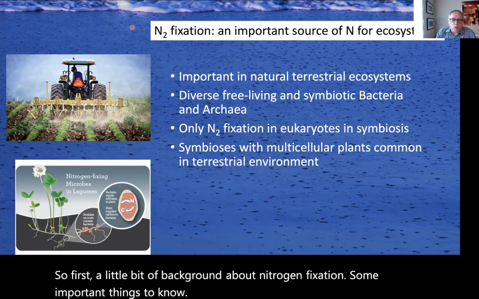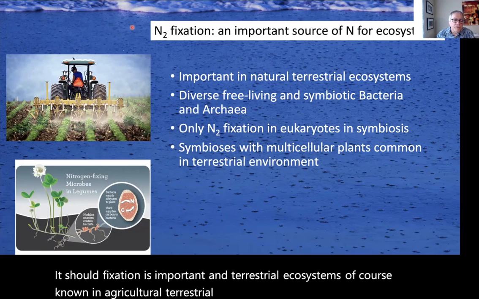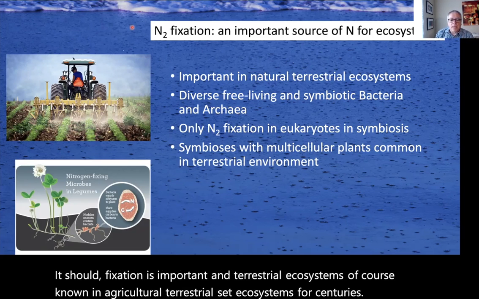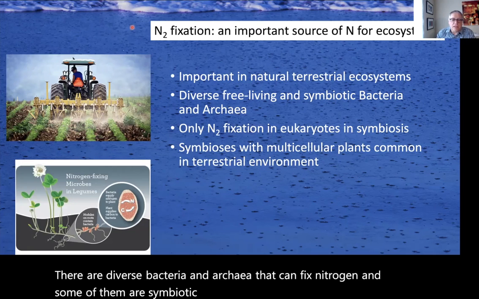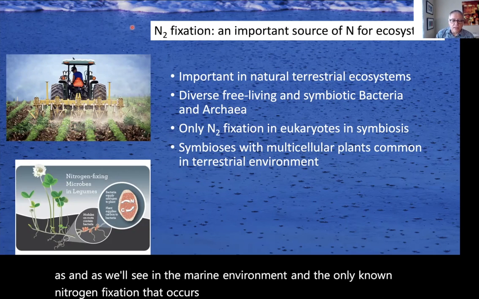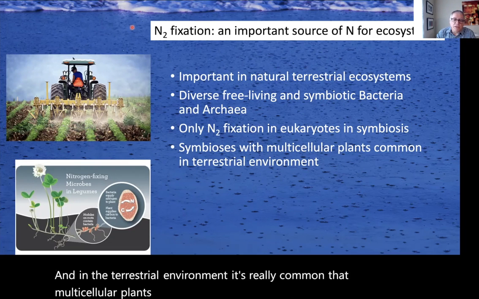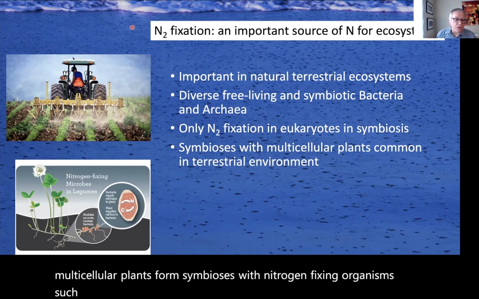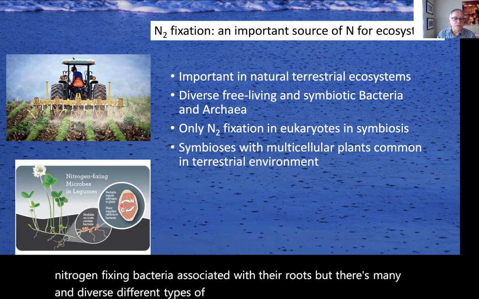Nitrogen fixation is important in terrestrial ecosystems, of course, known in agricultural terrestrial ecosystems for centuries. There are diverse bacteria and archaea that can fix nitrogen, and some of them are symbiotic. This is true in the terrestrial environment, as we'll see in the marine environment. And the only known nitrogen fixation that occurs in eukaryotes occurs in symbiosis with bacteria or archaea. In the terrestrial environment, it's really common that multicellular plants form symbioses with nitrogen-fixing organisms, such as the legumes shown in the lower panel here that have nitrogen-fixing bacteria associated with their roots. But there are many and diverse different types of symbiosis in terrestrial systems.